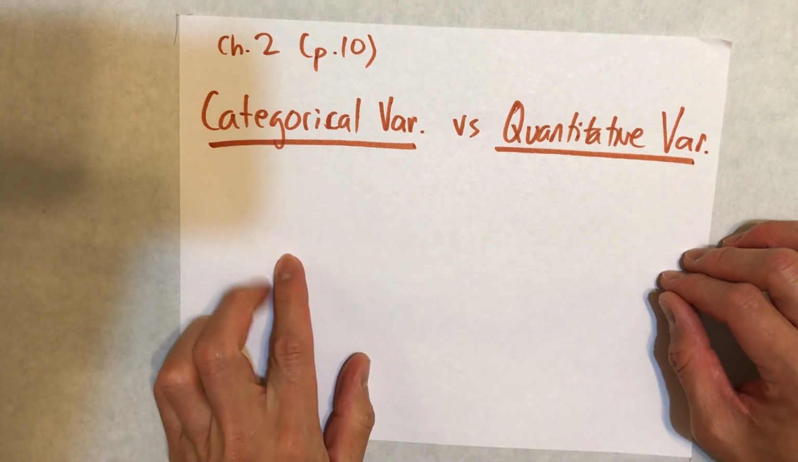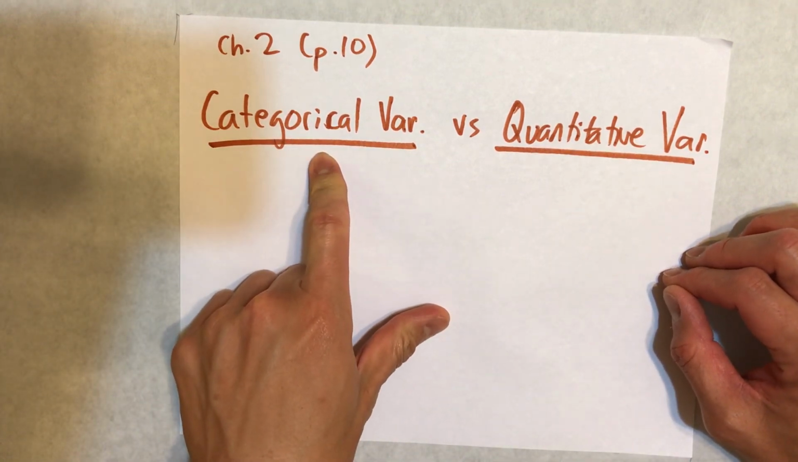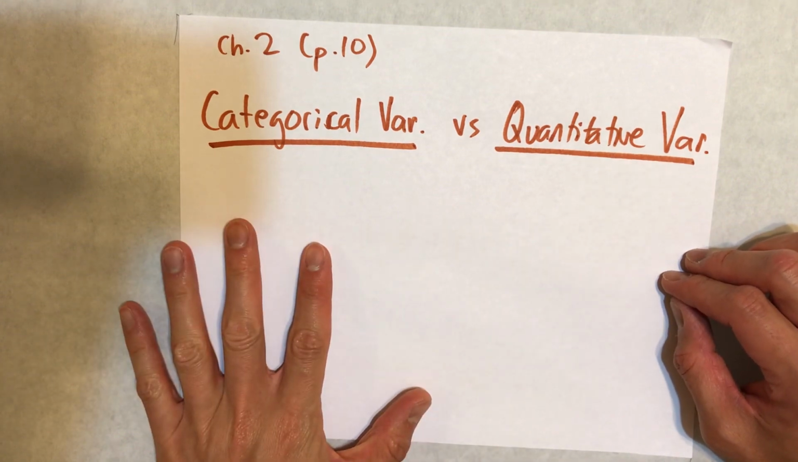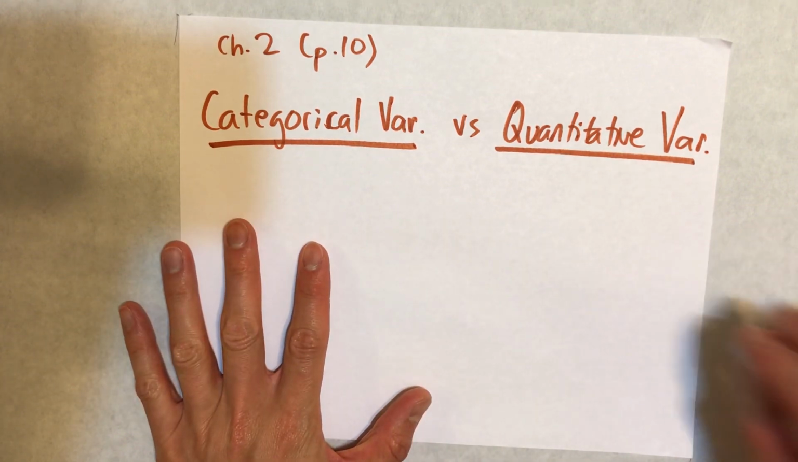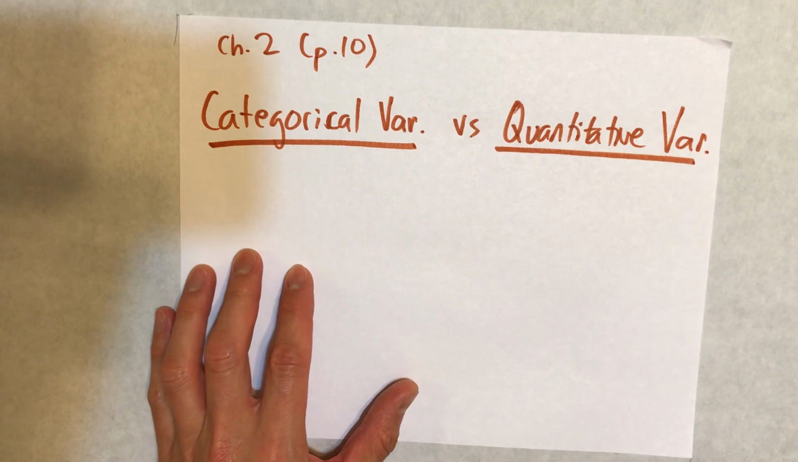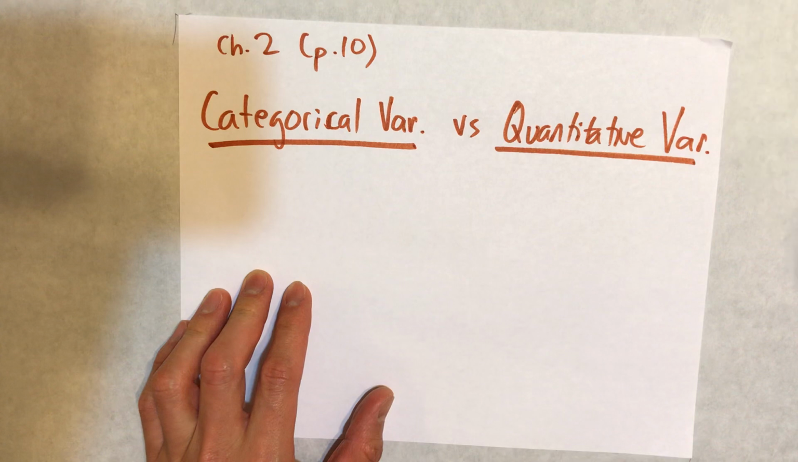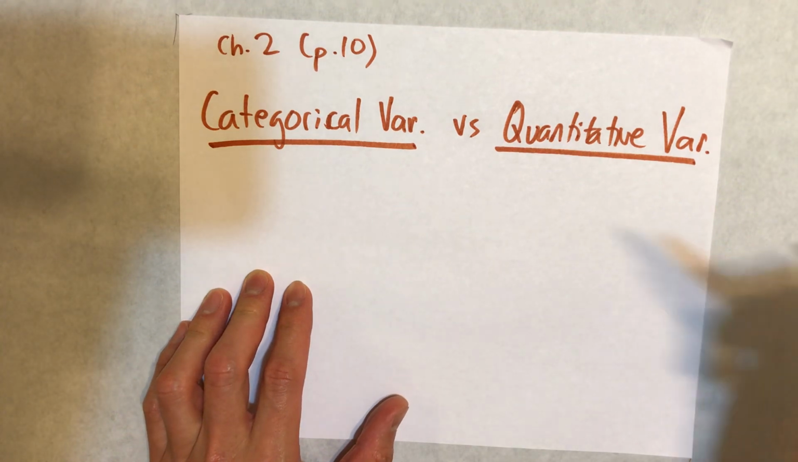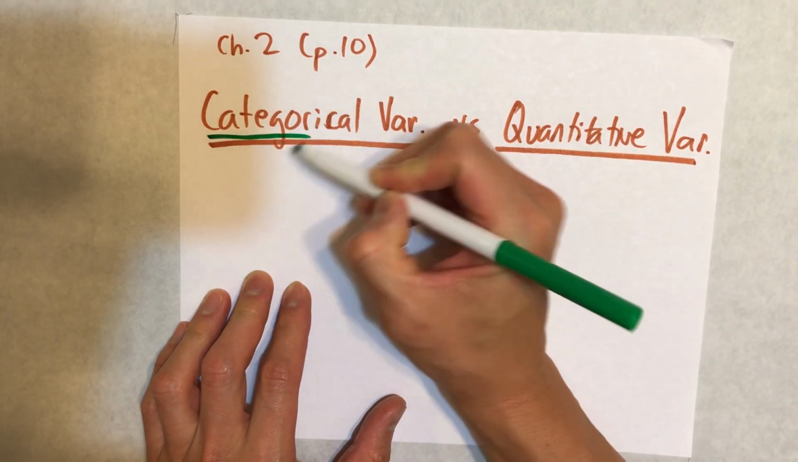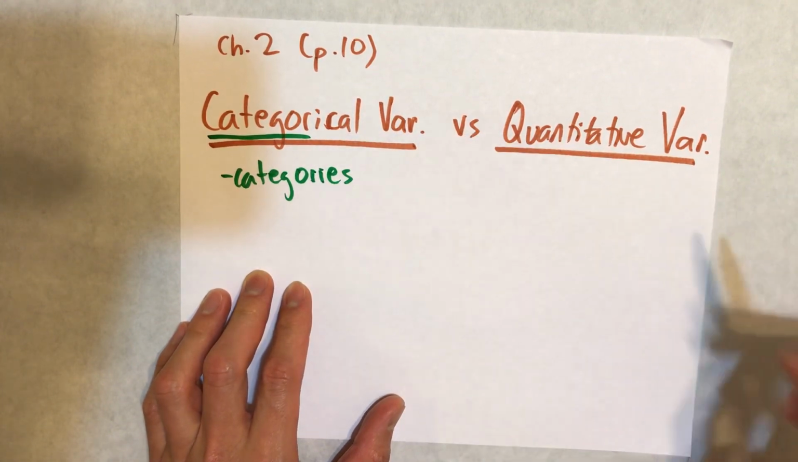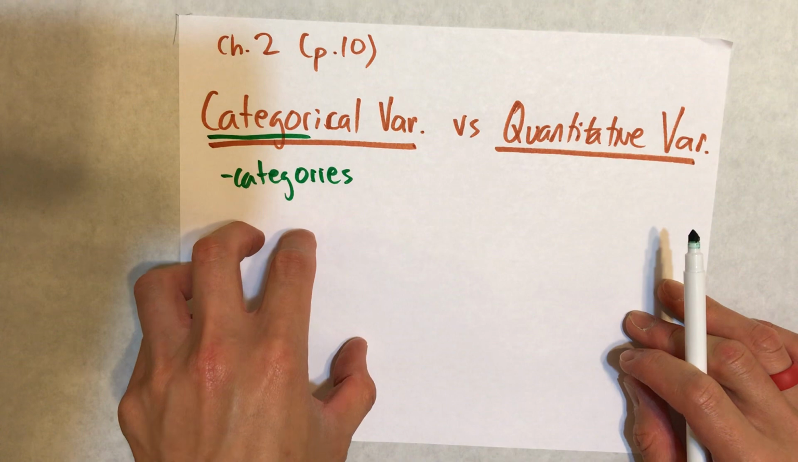Next thing is chapter 2, categorical variables versus quantitative variables. Again, feel free to pause the video whenever you want to, okay? And rewind. So a categorical variable is like, think about the term right here, it's categories. So you want to split up the data into different categories.